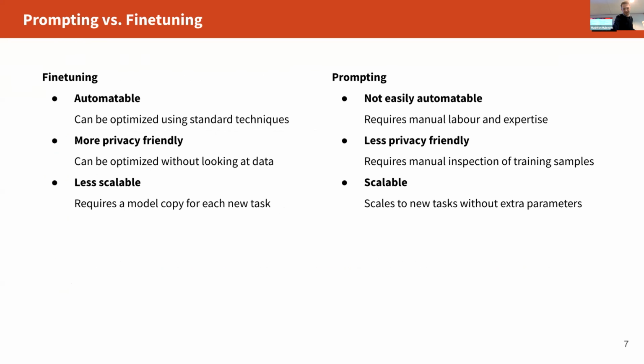So for the people who didn't follow, this is the main takeaway. We have fine-tuning versus prompting. Fine-tuning means I'm adapting my parameters. Prompting means I'm just creating this really interesting prompt, a textual prompt. Fine-tuning is automatable and more privacy-friendly, but not so scalable. Prompting is not easily automatable and less privacy-friendly, but very easily scalable because you only need a single model. In terms of performance, these are very close in the tasks that we just introduced.